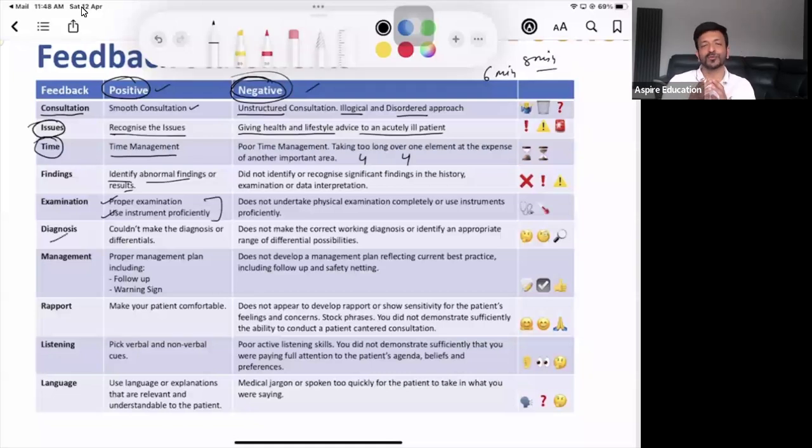Now the diagnosis. What do you think? Will you be able to make the diagnosis in all the stations? Maybe yes, maybe no. In your clinic, when you're sitting and you're not able to make the diagnosis, what do you do?